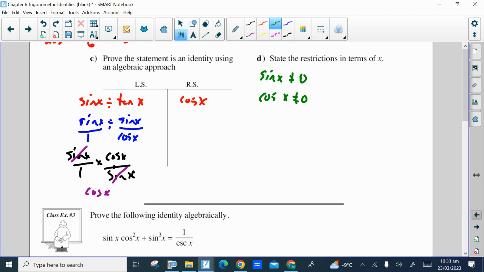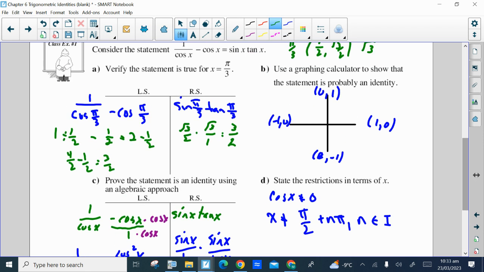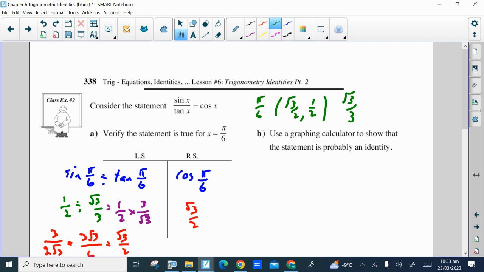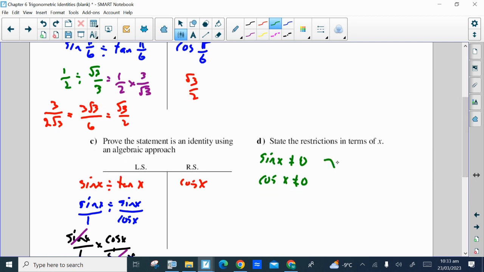Right? If we look back on the previous page, at pi on 2, that's where the cosine is 0. At pi, that's where the sine is 0. At 3 pi on 2, that's where the cosine is 0. At 0 or 2 pi, that's where the sine is 0. And we've said that neither sine nor cosine can equal 0, so therefore x cannot equal n pi over 2, where n is an element of integers.